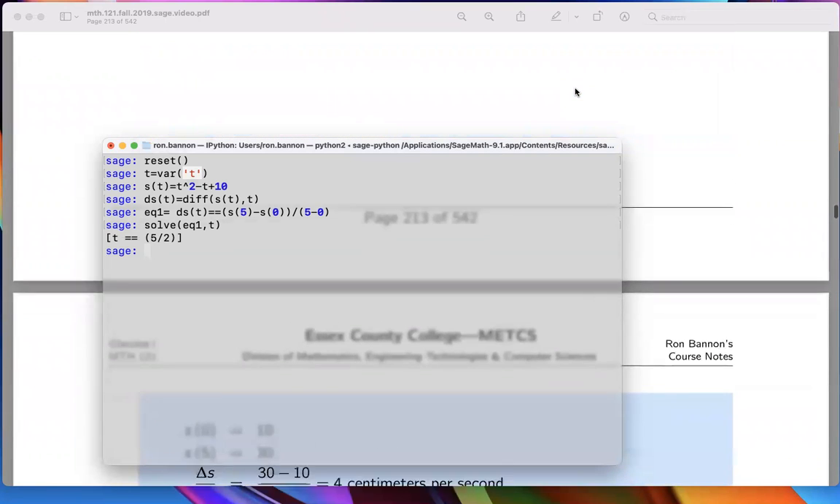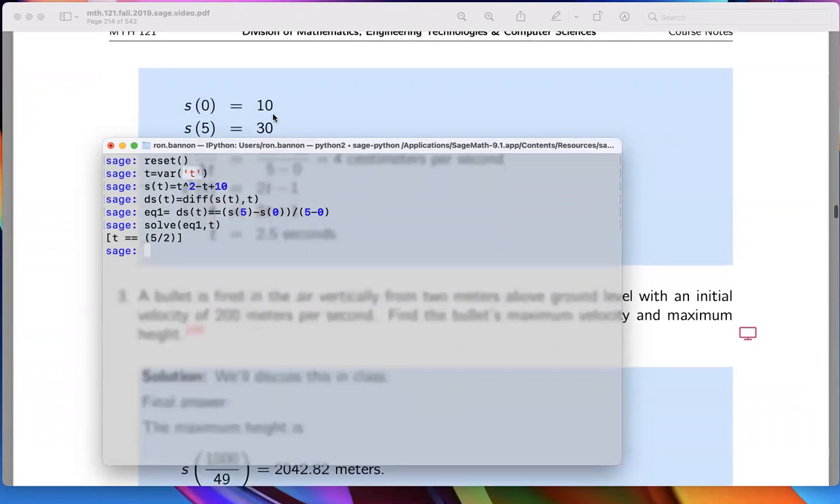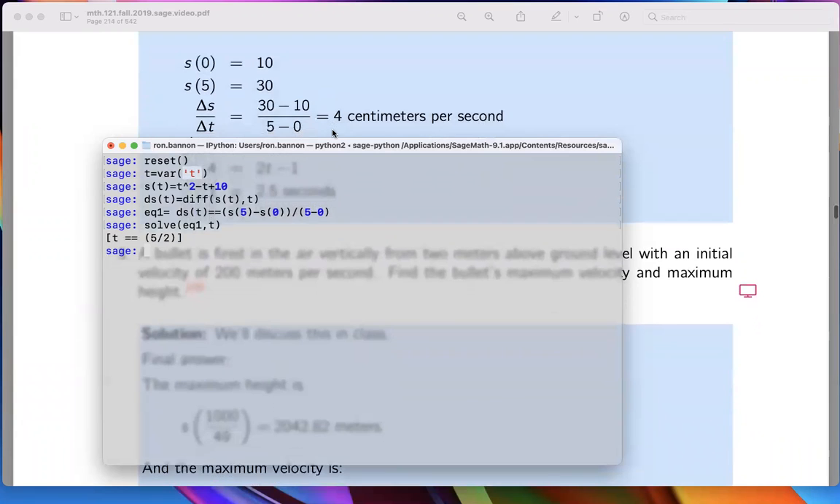Let's look back over our work. We've done this problem already. So what do we have? s(0) is 10. I see that right over here. s(5) is 30. I see that written over here. And then I see the average velocity written down, which is ds/dt. Well, that's 30 minus 10 over 5 minus 0. And they said it's equal to 4. All right.